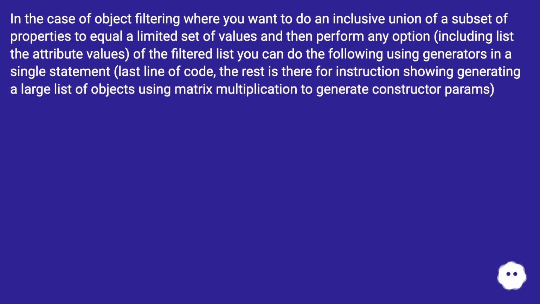In the case of object filtering, where you want to do an inclusive union of a subset of properties to equal a limited set of values and then perform any option, including list the attribute values of the filtered list, you can do the following using generators in a single statement, last line of code. The rest is there for instruction, showing generating a large list of objects using matrix multiplication to generate constructor params.